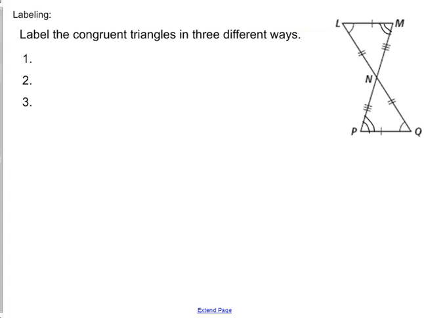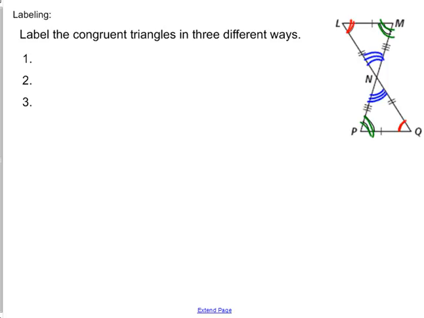So now we have to label these congruent triangles in three different ways. Well, if I look at the way it's labeled here, I notice that L is congruent to Q. I know that P is congruent to M. And I also know that this angle right here, angle PNQ, is congruent to angle MNL, because those are vertical angles.